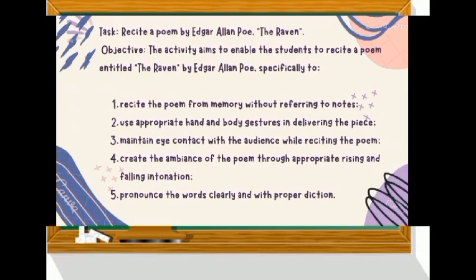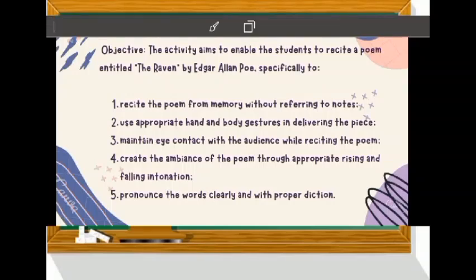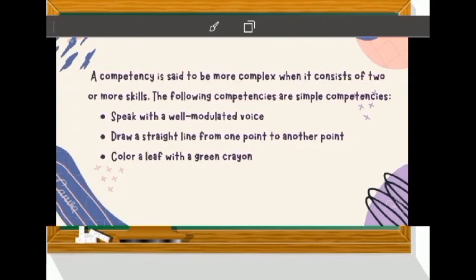The last one is to pronounce the words clearly and with proper diction. We need to pronounce the words clearly so that our audience will understand what the poem is about. A competency is said to be more complex when it consists of two or more skills. The following competencies are simple competencies. The first one is to speak with a well-modulated voice.